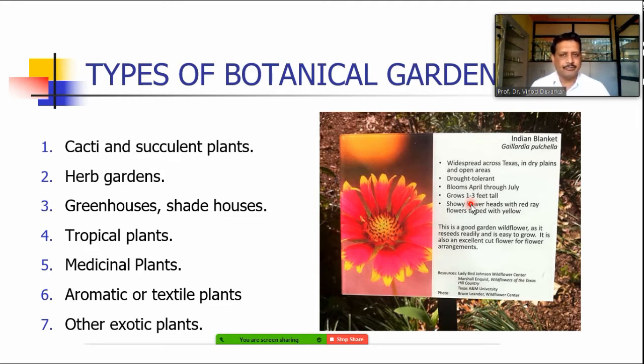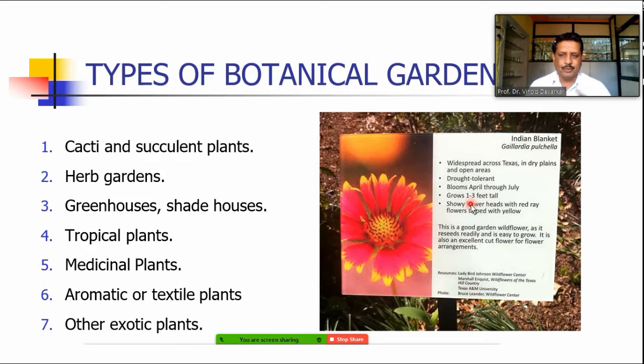Then herb gardens, where mostly herbaceous species, mostly annuals or biennials, are planted. Greenhouses and shade houses, where we can find specialized conditions maintained at their locations. So temperature and moisture conditions are maintained in the greenhouses and shade houses. The tropical plant garden, these are normally open gardens, and can be found in the tropical belt of the continent.